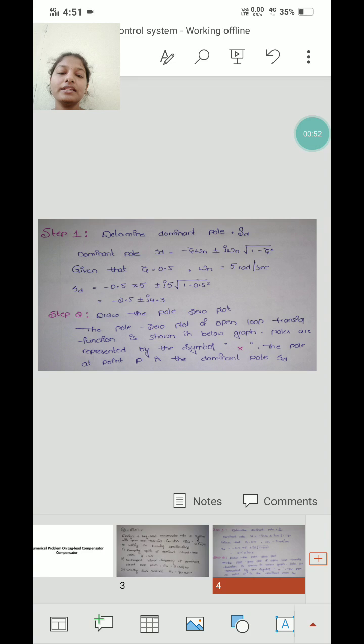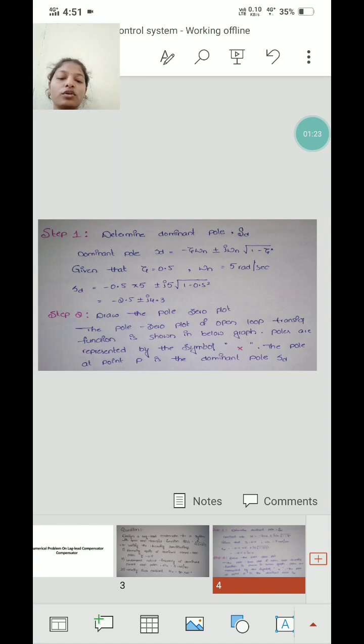Step 1. Determine dominant pole s_d. Dominant pole s_d = minus zeta omega n plus or minus j omega n square root of 1 minus zeta square. In the question they gave zeta = 0.5 and omega n = 5 radians per second. Substituting these values in the dominant pole formula, we get minus 2.5 plus or minus j 4.3. And step 2 is draw the pole zero plot.